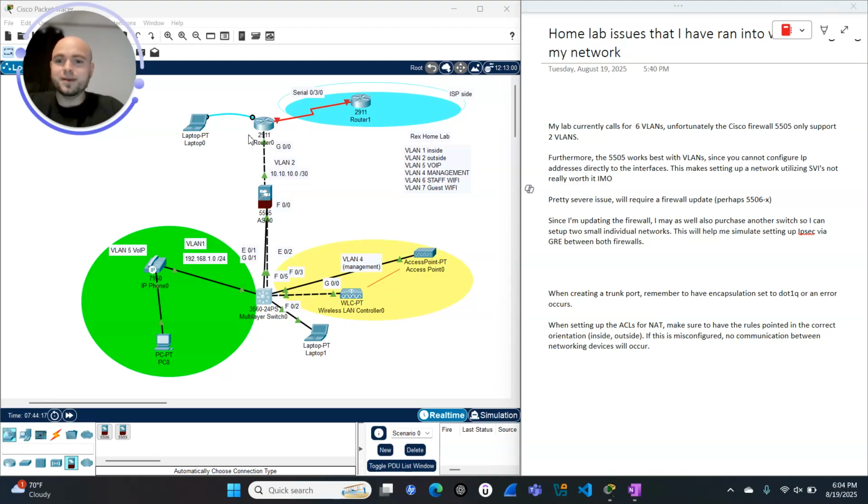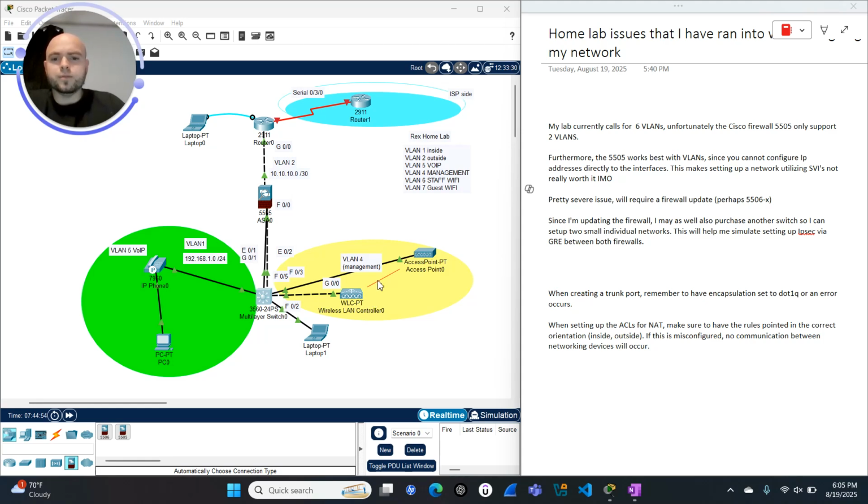Welcome to this video. What I have going on here today is this setup, which is supposed to emulate the equipment that I purchased for a home lab. I have it all available now. I have a 2911 router, a 5505 ASA firewall, a 3560 multi-layer 8-port switch, a voice over IP phone, a desktop, a wireless LAN controller, and an access point.